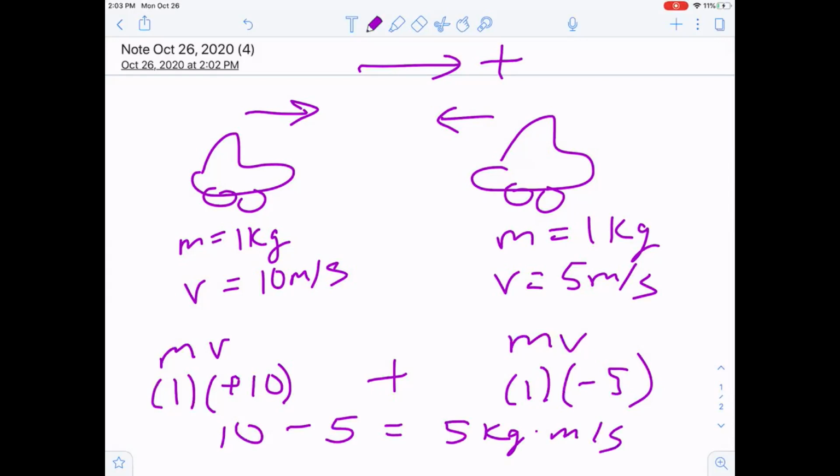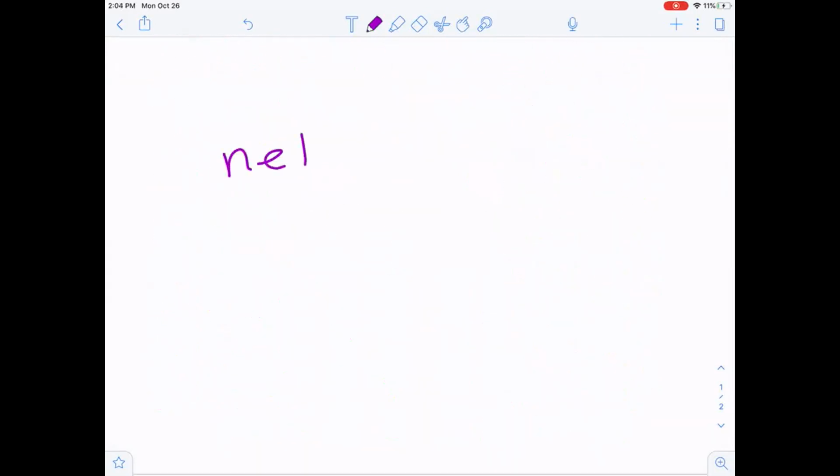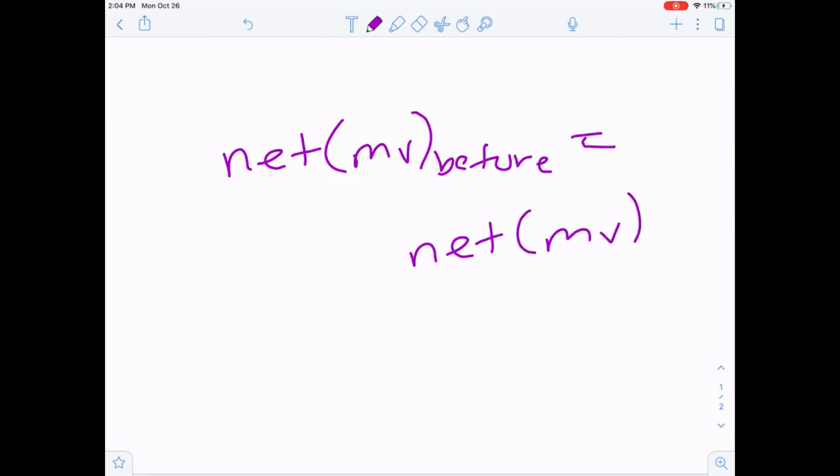Wait, so for that equation, is it net mv before equals net mv after, or net mv before plus? Like, what is that equation? Oh, okay. In this particular scenario that I just drew, it was before the collision. I was just showing you the positive or negative. But the equation is your net mv before collision equals your net mv after.